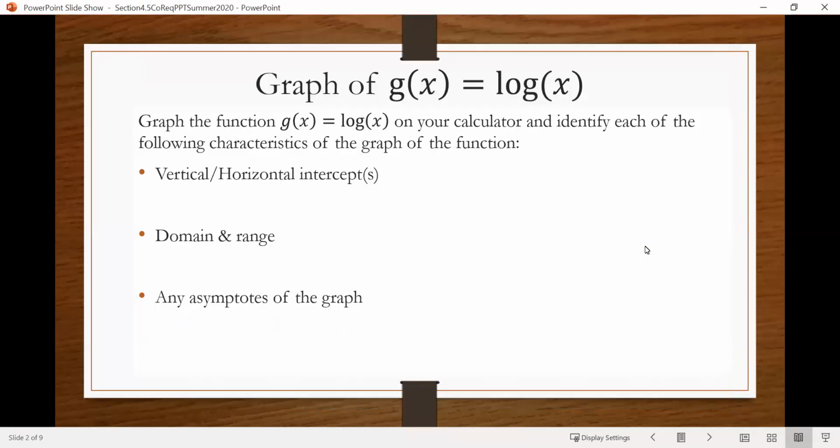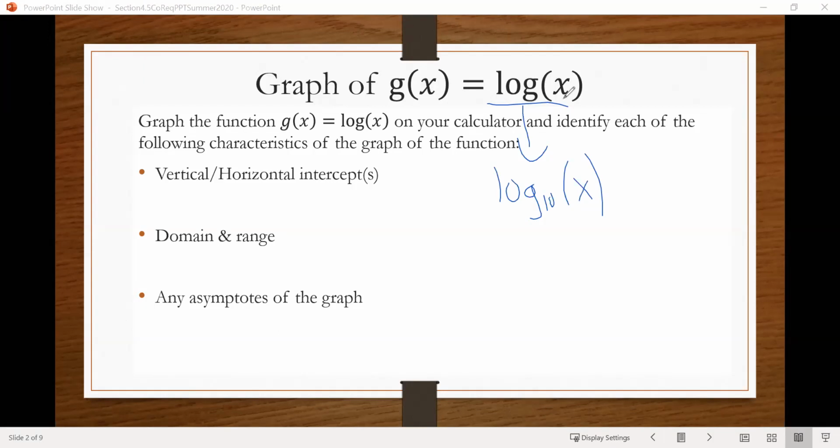So we're going to start by analyzing the graph of the function g of x equals log of x, and notice that here we're just using the common log, so this is like the log base 10. And this will give us a basic idea of what most graphs of logs will look like. In general in this class, the log graphs we're most concerned with are log base 10. So we're going to graph this and identify vertical and horizontal intercepts, domain and range, and any asymptotes we see.